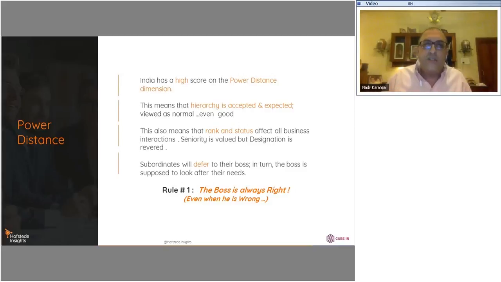So we have a very high score on power distance. That's the hierarchy. It is accepted and expected. It is normal. It is good. It is expected that there is a senior person or a person with rank and status, and that person will determine what you do, what you don't do. Subordinates defer to their bosses, and the boss is supposed to look after their needs. This is the mindset. Therefore, direction is required. And you have to show that you are capable of leading. You are sure that you are the boss. Now, we have a rule here. The boss is always right, even when he's wrong. So this is power distance for you.